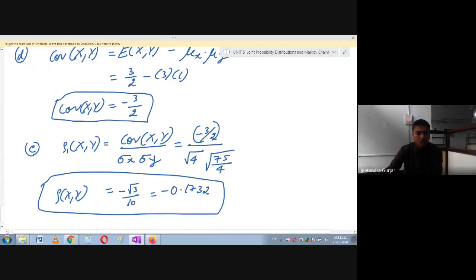Now we'll go with the rho, that is our correlation. Rho xy is equal to covariance xy divided by sigma x into sigma y. All the values you have calculated, just substitute the values, you are going to get the correlation xy equal to minus root 3 upon 10, or if you further simplify, we are going to get this as minus 0.1732, students. Is it clear, students?